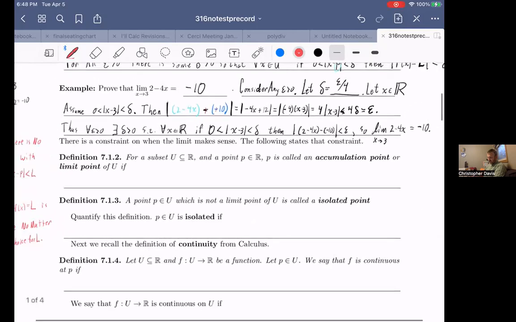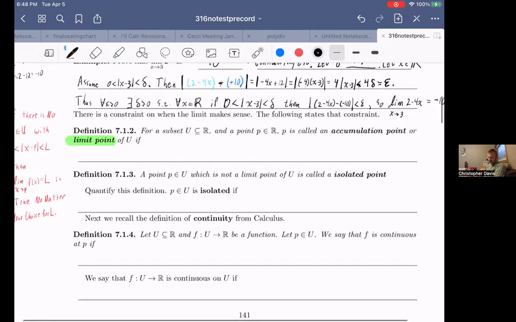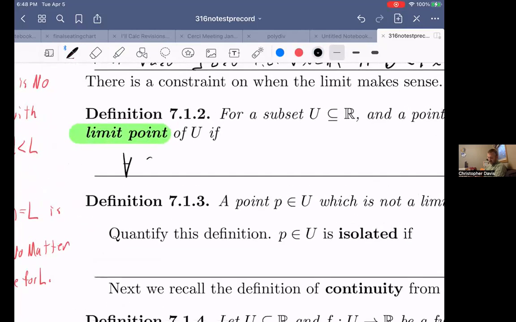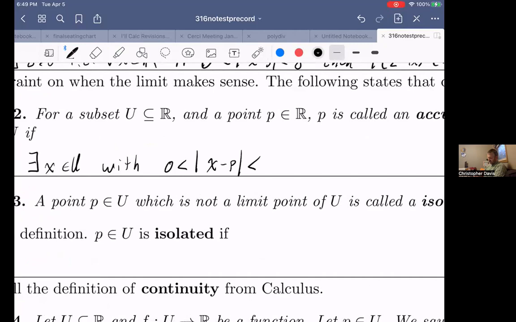For a subset U in R and a point p in R, that point p is called an accumulation point or limit point. I'll more often use limit point than accumulation point. I think the textbook uses accumulation point though. If for all delta bigger than 0, there exists an x in U with 0 less than the absolute value of x minus p less than delta.